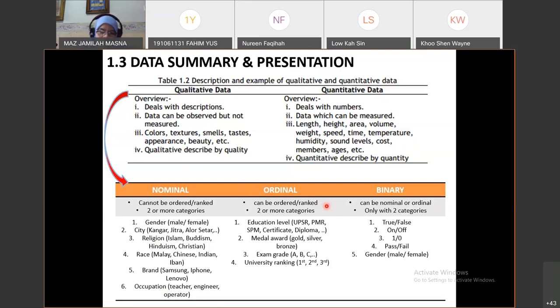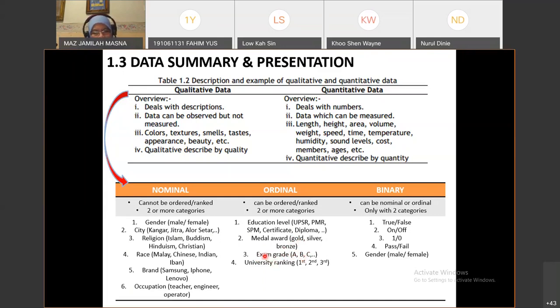Okay, what are the examples of ordinal data? First, it could be education level. In our case, in Malaysia, we have the list: UPSR, followed by PMR, followed by SPM, followed by certificate, followed by diploma, followed by undergraduate, followed by master, and finally, your PhD. So that will be education level. So you have the order from the lowest to the highest. Okay. And the second example is the medal award. For example, if we are talking about the Olympic sport, okay? We have gold medal, silver medal, bronze medal. So we are going to rank these accordingly. And we may have also exam grade. Okay, we may have A, B, C, as simple as that, or we may have A plus, A minus, B plus, B, B minus, and so on and so forth.